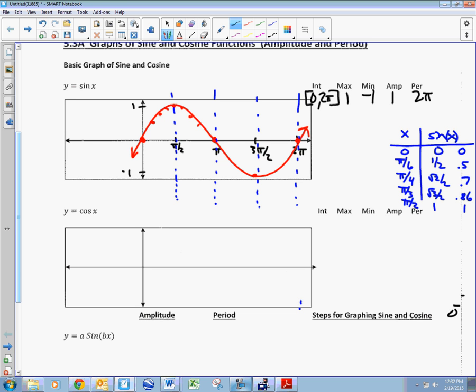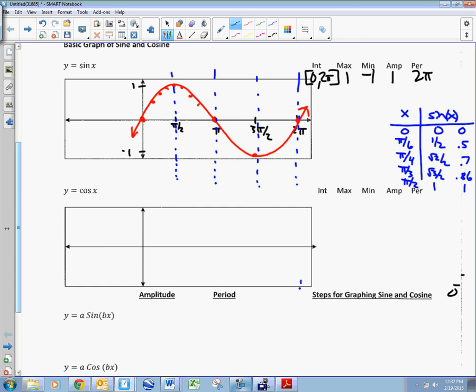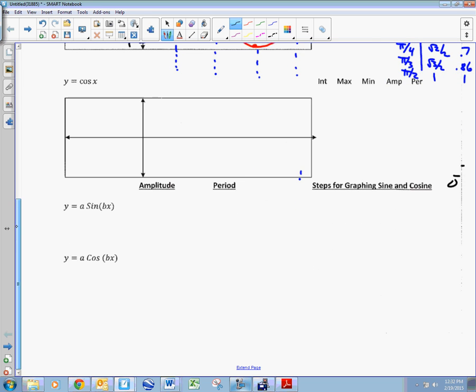Amplitude means the distance from the middle of the wave to its highest point or its lowest point. And as you can see in this situation, it's 1. Period is how often it repeats itself. Well, some people say that it repeats pi. It has to go above and below before it repeats itself. So once every 2 pi, it repeats itself. Is that clear? Okay. Amplitude is the distance from the center of the graph to its highest point or lowest point. Okay. Let's do cosine.